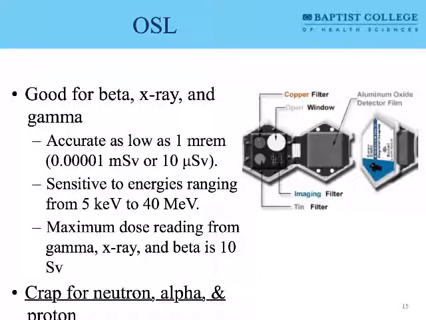And then it is poor for any kind of particulate radiation exposure. It does not capture those. So you don't need to be wearing this into the PET CT bathroom and thinking that you're getting a good reading there. In fact, you don't need to be using the PET CT bathroom at all.